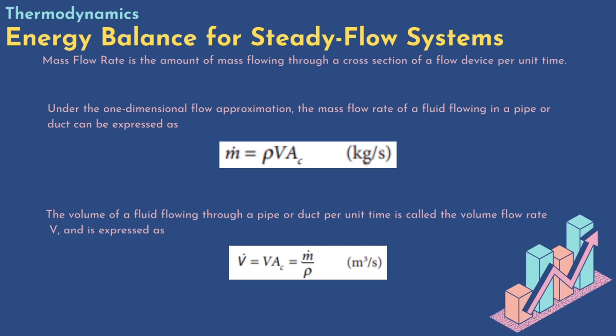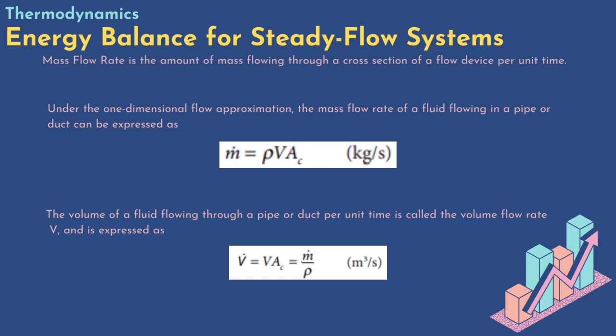Under the one-dimensional flow approximation, the mass flow rate of a fluid flowing in a pipe or duct can be expressed as mass flow rate ṁ is equal to density ρ times velocity v times cross-sectional area A. The volume of a fluid flowing through a pipe or duct per unit time is called the volume flow rate V̇ and is expressed as volume flow rate V̇ is equal to velocity times cross-sectional area A, and also equals mass flow rate ṁ divided by density ρ.